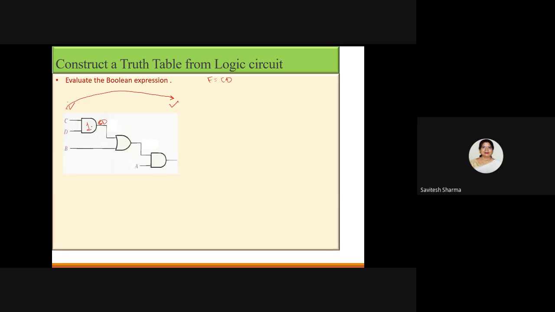So first gate is over. Next I will move further. What I observe, next gate is my OR gate. Let's say it is number 2, and you see that the output of the leftmost gate is one of the input to the OR gate.